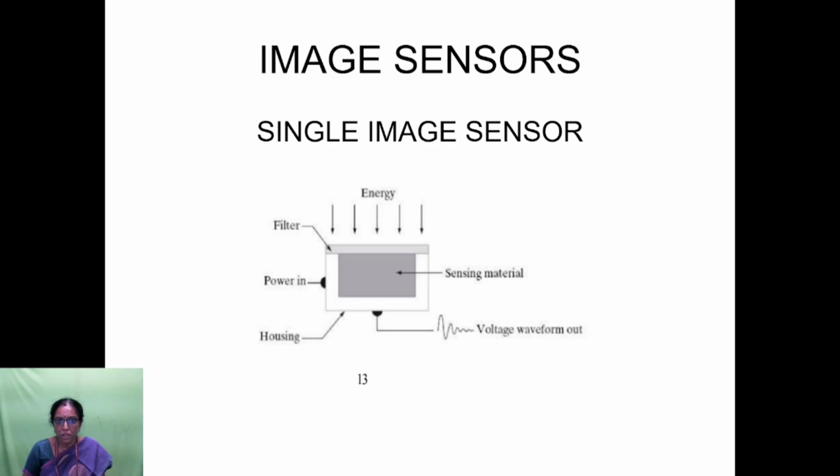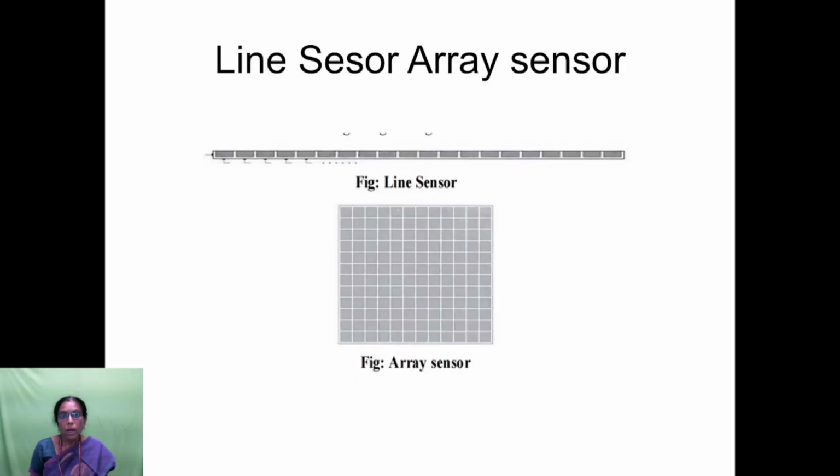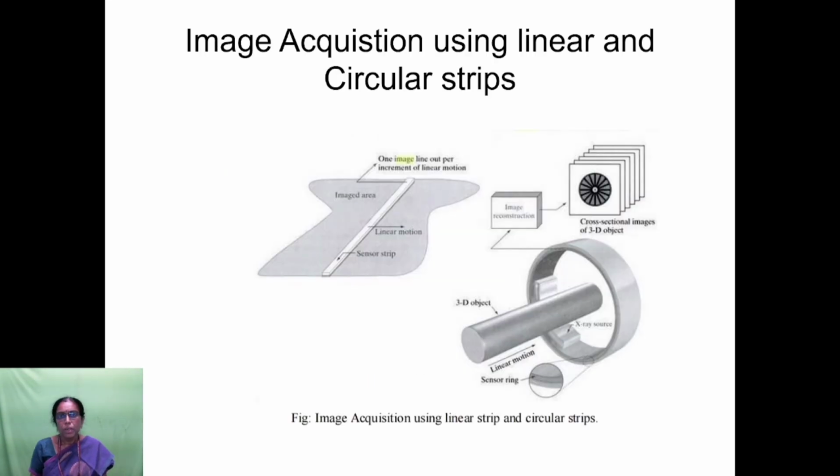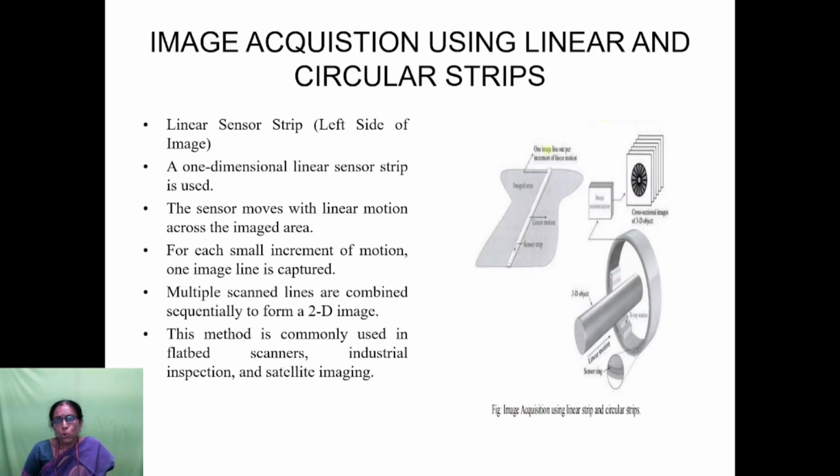This is the image of a single image sensor, where the light energy falls on it, the material captures the image, and the final output is in the form of a voltage waveform. These are some types of image sensors: line sensor and array sensor. Image acquisition using linear and circular strips. Using linear strips, it is one dimensional.